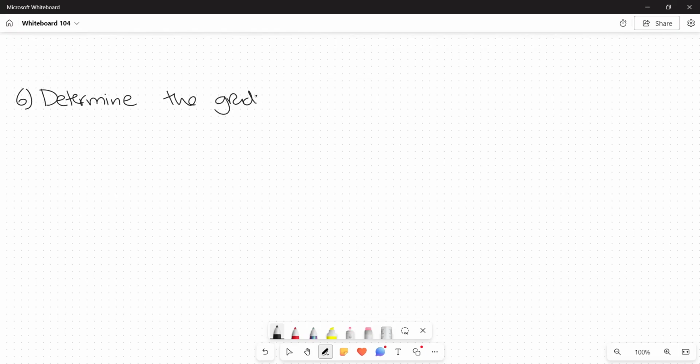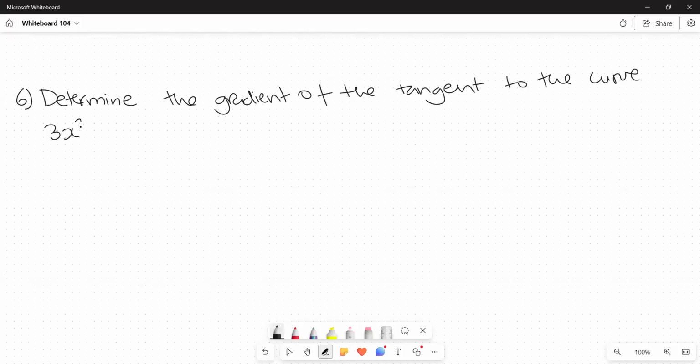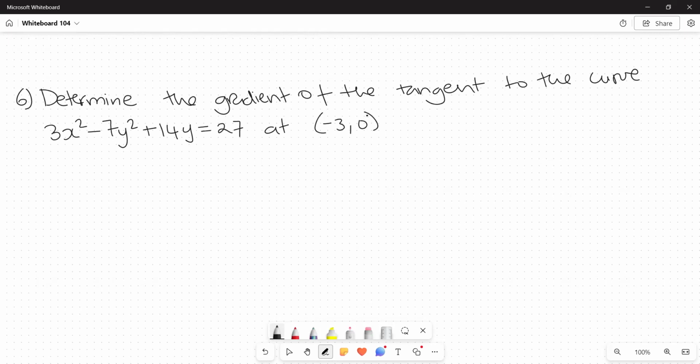Determine the gradient of the tangent to the curve 3x squared minus 7y squared plus 14y is equal to 27 at the point (-3, 0). So we know that the gradient of the tangent is just the gradient of the curve, which is dy/dx. So we have to find dy/dx.